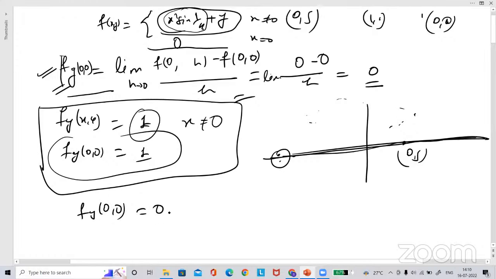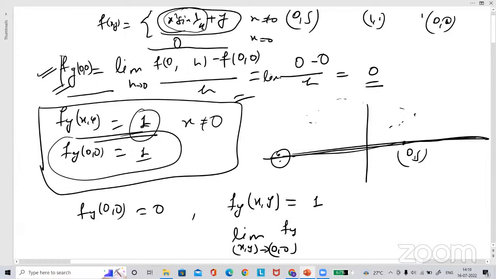You still have to find the function when x is non-zero. You have already evaluated the partial derivative with respect to y, and this is 1. Now what is the process? You have to check the limit. What is the definition? The limit value should equal the function value. So the limit as (x, y) goes to (0, 0) of f(x, y), and this is your function.